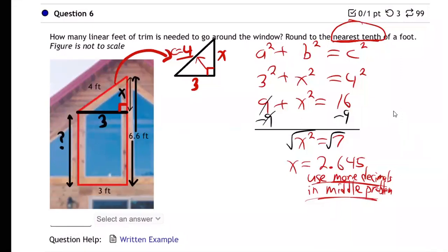X is that distance right there. This distance, I'm trying to move it right here. This distance right here, x equals 2.645. Okay, so that's 2.645. So I did all of that so that I could now find this bottom part.